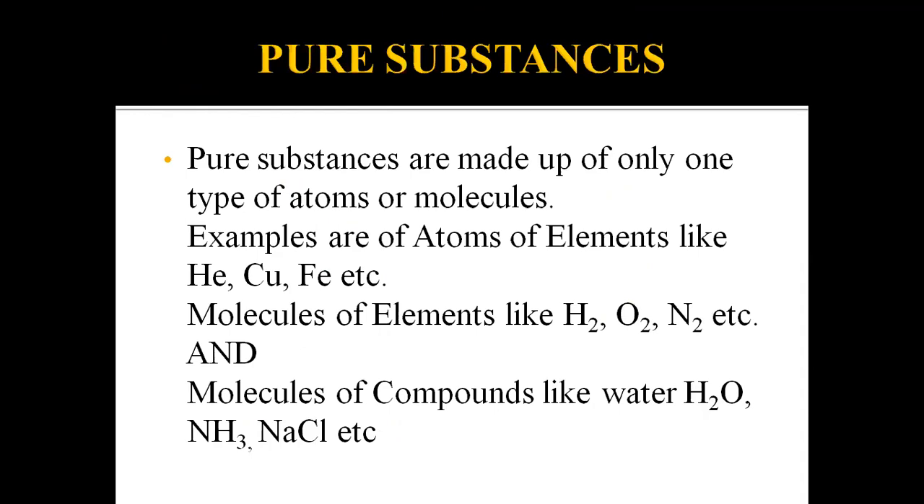Now let's talk about the definition of pure substance. Pure substance is made up of only one kind or one type of atoms or molecules. You have atoms of the elements like helium, copper, iron. They have only atoms of these elements. For the molecules of elements, you have hydrogen gas, oxygen gas, nitrogen gas, etc. Last but not least, molecules of compounds like water, ammonia, NH3, sodium chloride, NaCl, etc.